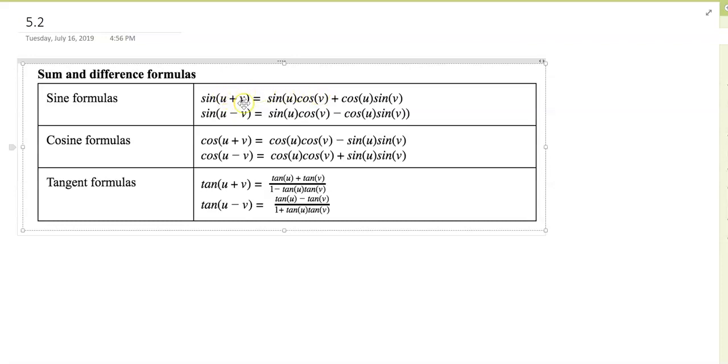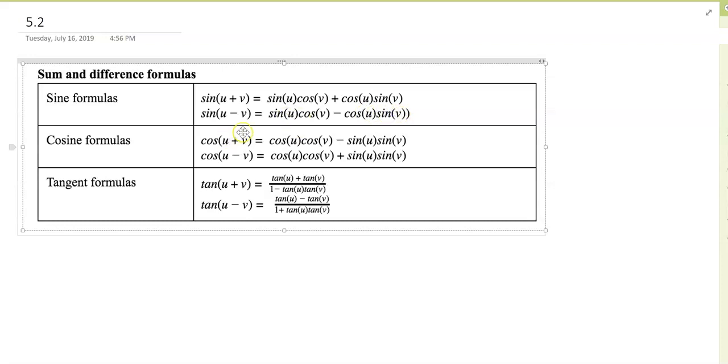Now, in order to remember these, what might help is that if we have a u plus v on the left side, there will be a plus sign between the terms on the right side. And if we have a u minus v on the left side, there will be a minus sign between the terms on the right side.